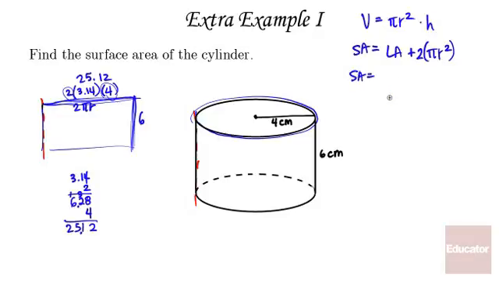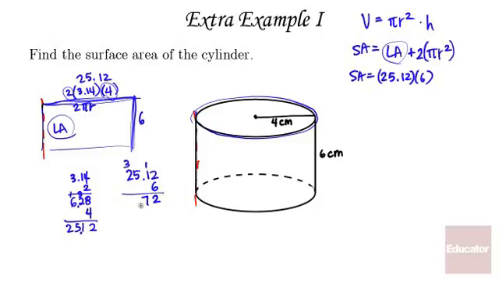Okay, so the lateral area, I'm going to write that in here. Lateral area is 25.12 times 6, right? So lateral area, okay? And 25.12 times the 6, this is 12. 6 times 1 is 6, plus 1 is 7. 5 times 6 is 30. 6 times 2 is 12, plus 3 is 15. Okay.